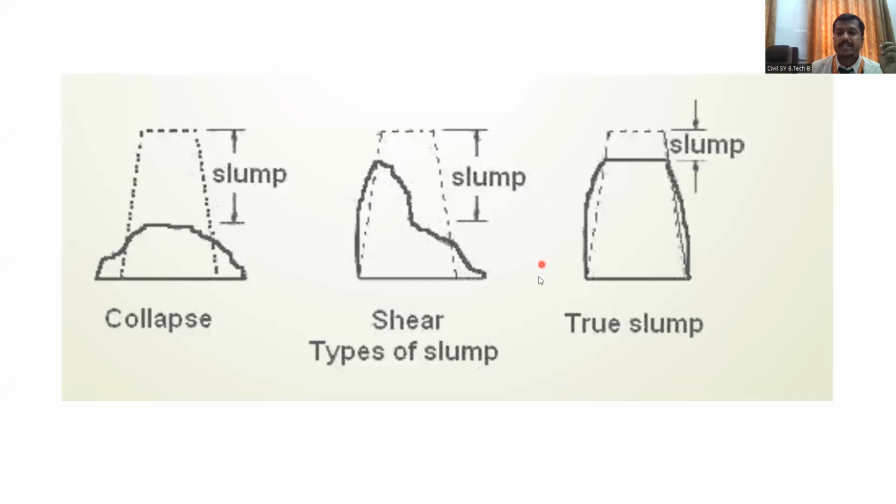Okay, as you can see, this is a diagram. The diagram tells a lot. The true slump, the first diagram, as you can see the pointer which I'm scrolling.